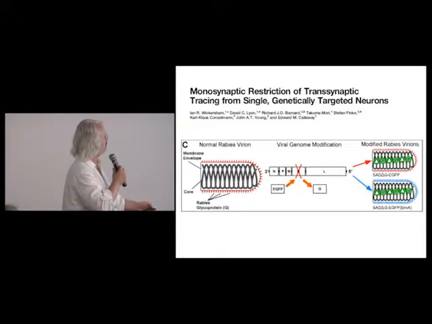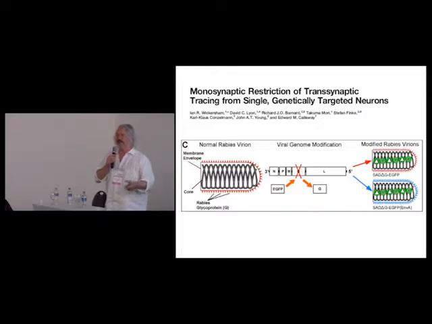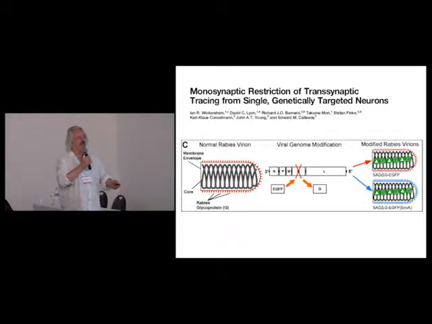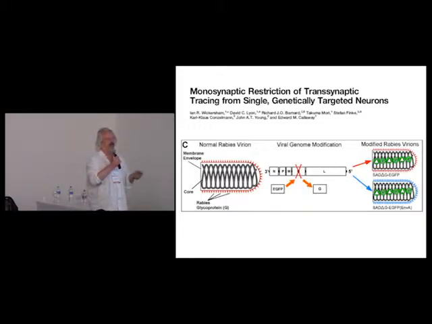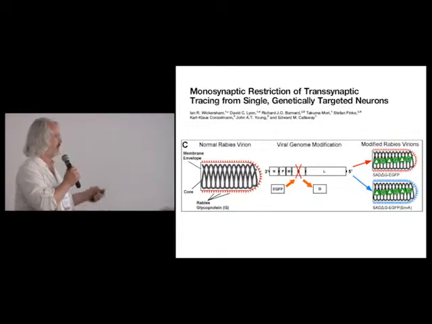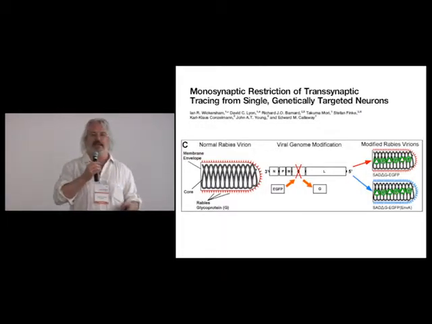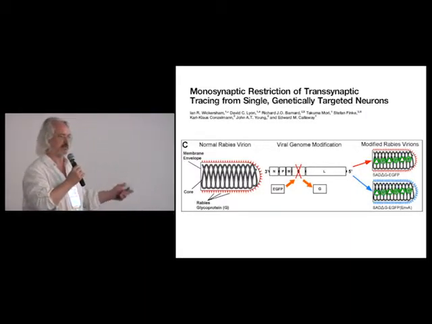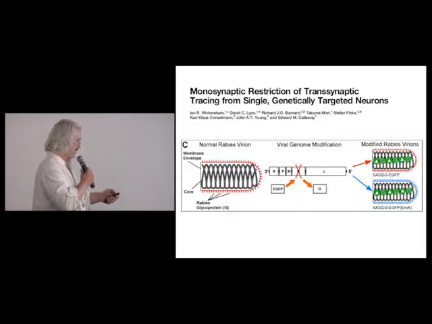So the approach goes the following way. You modify the viral genome of the rabies virus. So rabies virus is a classical tool to actually retrogradely trace anatomical connections, and you can render this monosynaptic by removing the protein G, the gene coding for G, which is a surface protein, and thereby making this virus dependent on transcomplementation with G. So only those cells that you transcomplement, and you decide which cells should be transcomplemented with G, only these cells can pass viral particles to their presynaptic partners, but subsequent stages cannot be traced.